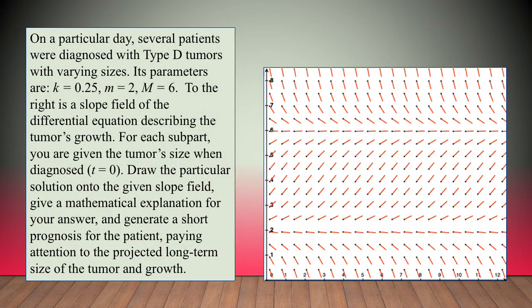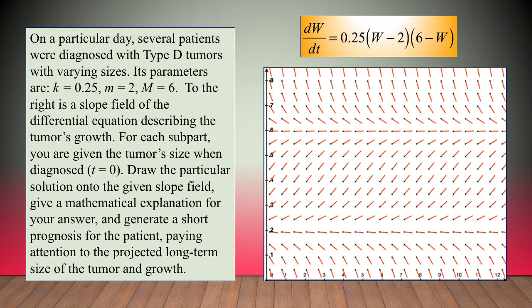The remainder of the parts to this question are based upon this situation. On a particular day, several patients were diagnosed with type D tumors with varying sizes. Its parameters are k equals 0.25, little m equals 2, capital M equals 6. To the right is a slope field of the differential equation describing the tumor's growth. For each subpart, you are given the tumor size when diagnosed, t equals 0. Draw the particular solution onto the given slope field, give a mathematical explanation for your answer, and generate a short prognosis for the patient, paying attention to the projected long-term size of the tumor and growth.